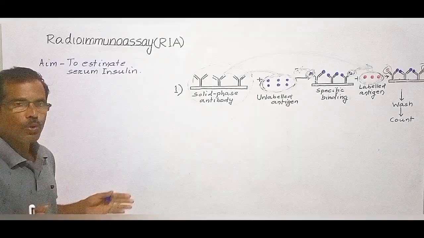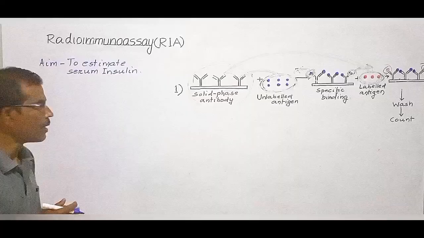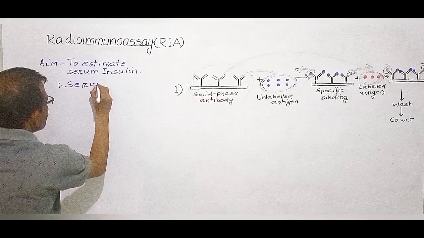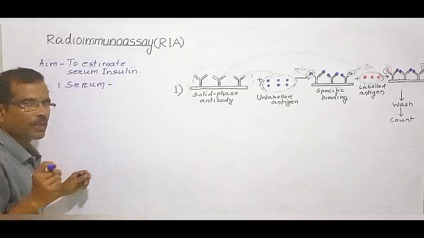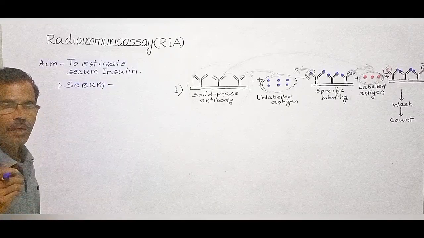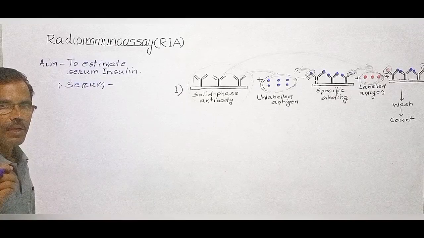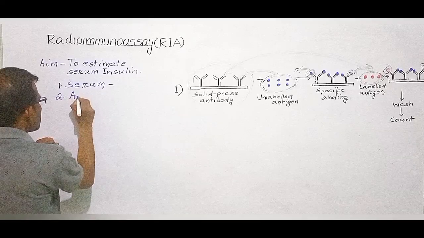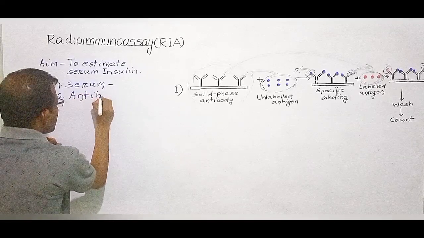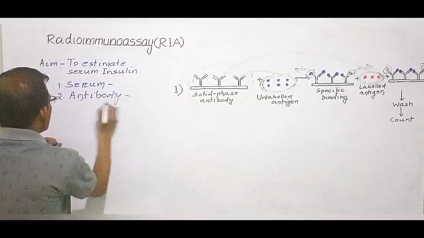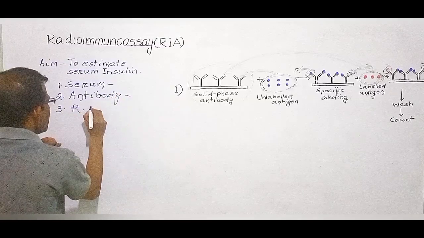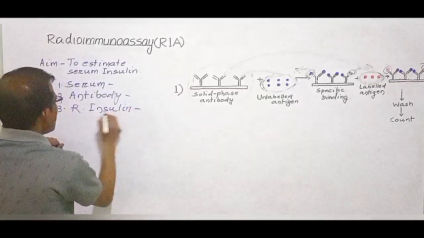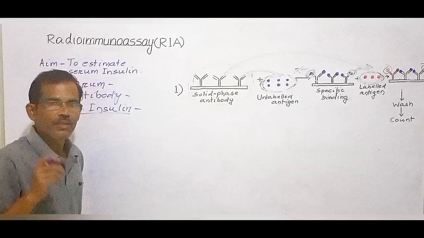For example, we want to estimate serum insulin. For this, we have to extract serum. Insulin present in the serum is the unlabeled antigen. Unlabeled means the antigen is not radiolabeled. In addition, we also require a complementary antibody and radiolabeled insulin. Radiolabeled insulin is the radiolabeled antigen.